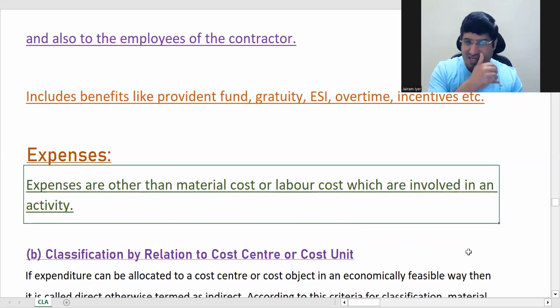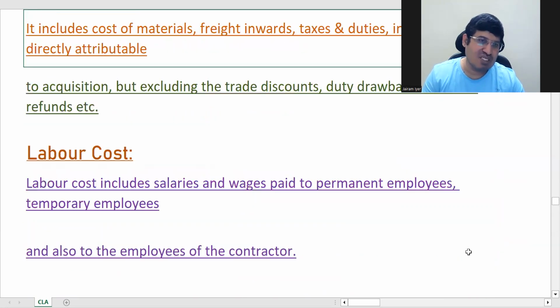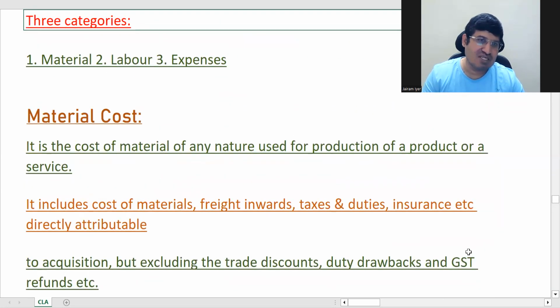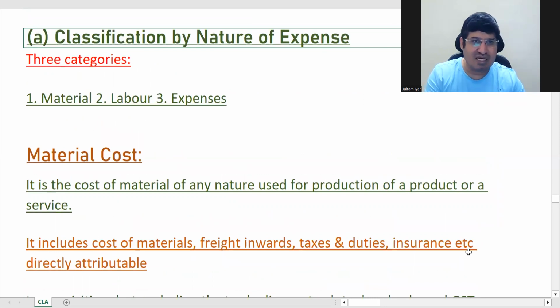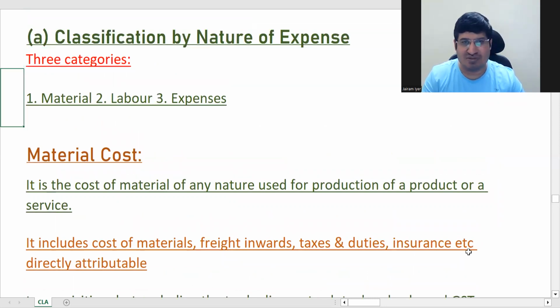Then expenses. Expenses are other than material cost or labor cost, any other expense which is not material or labor. So these are basically your first classification, by nature of an expense.